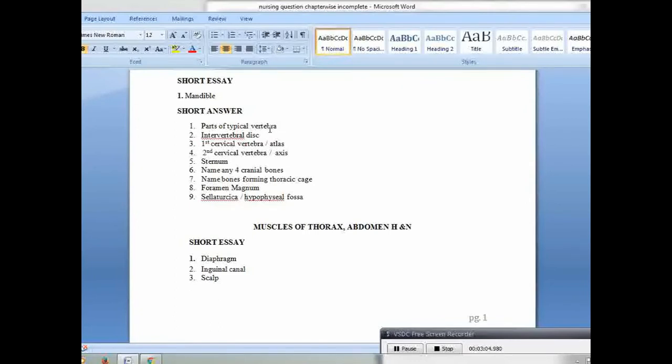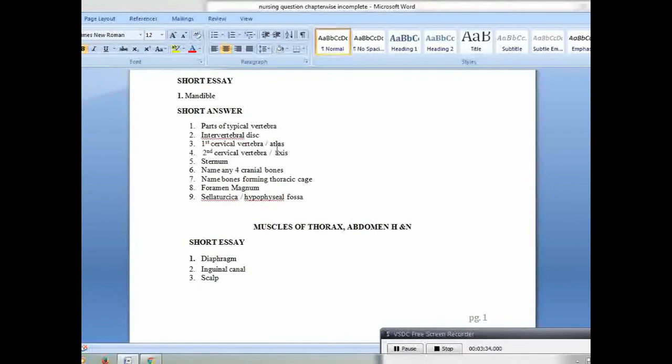So, there are some features of the typical vertebra. There are typical vertebrae in each segment that you need to mention. Intervertebral disc, where you need to mention about the two parts of intervertebral disc. You can see that the center part is nucleus pulposus and the peripheral part is annulus fibrosus, right? So you need to mention about that.